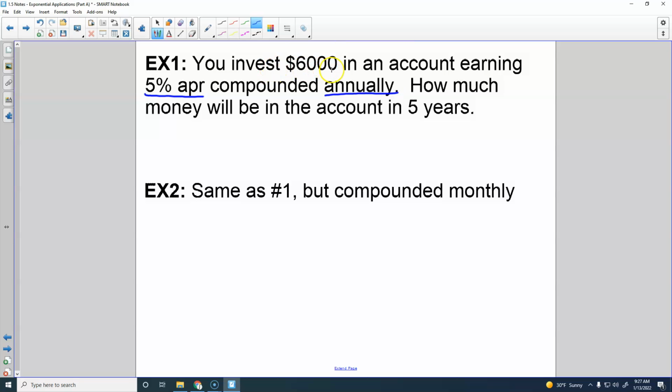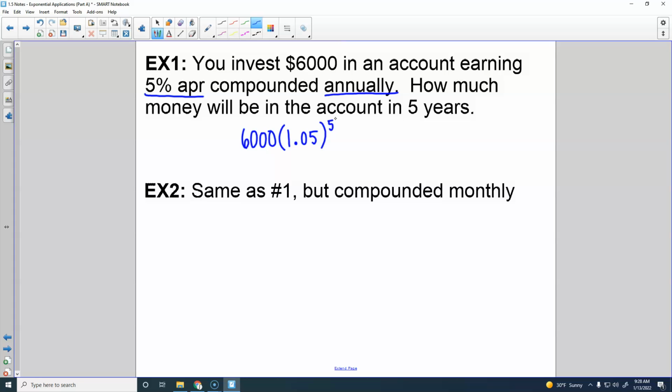So if I invest $6,000 in an account earning 5%, compounded annually, I want to know how much money I have after 5 years. So all I have to do for this is 6,000, which is my initial amount. I'm going to multiply it by the growth rate; if I have 5% growth, it's 1.05. Taking 100%, adding 5%, it's 105. Move your decimal 2 places. And then I'm going to raise this to the 5th power. That exponent is always your time.